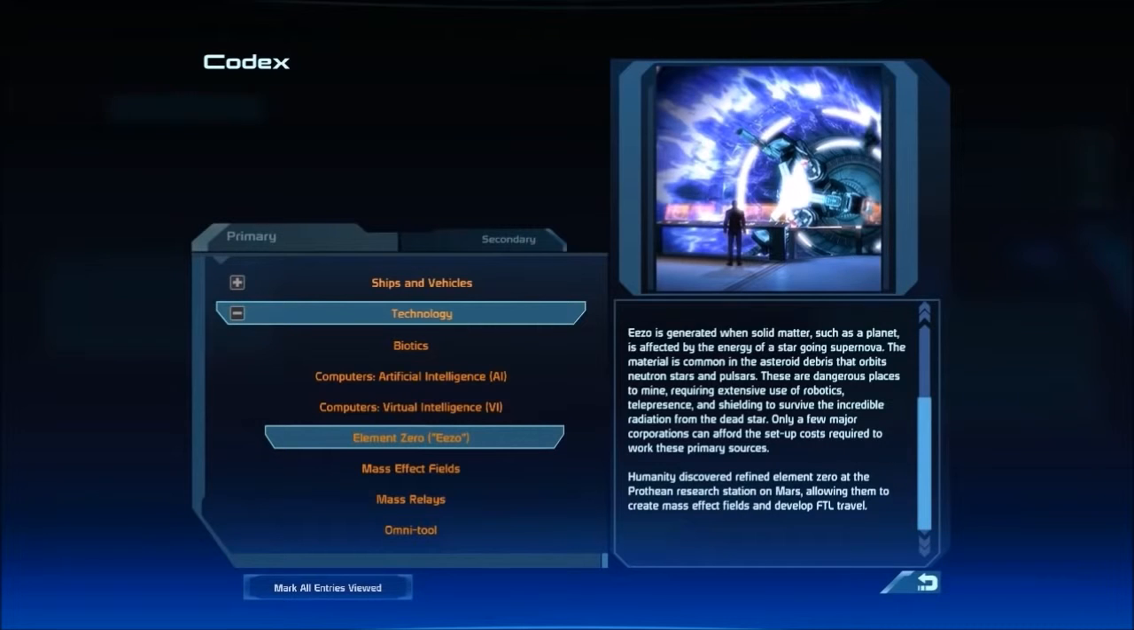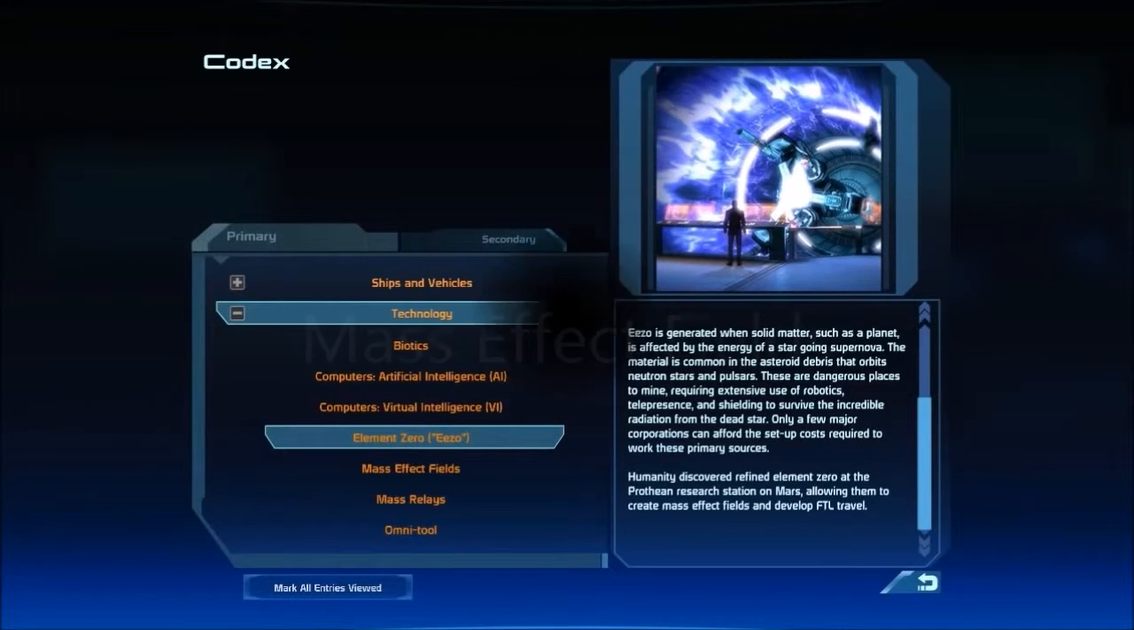Humanity discovered refined Element Zero at the Prothean research station on Mars, allowing them to create mass effect fields and develop FTL travel.